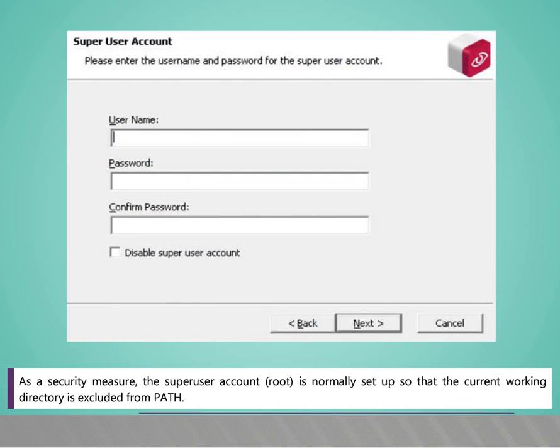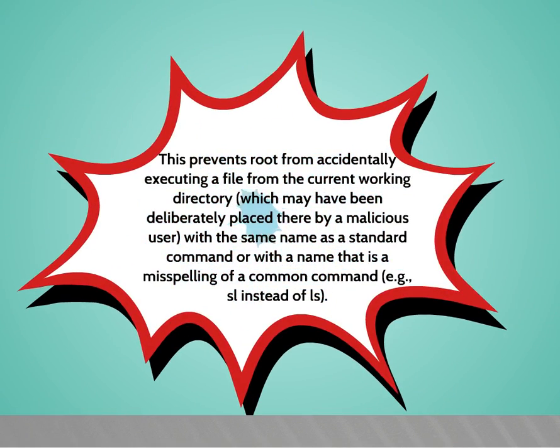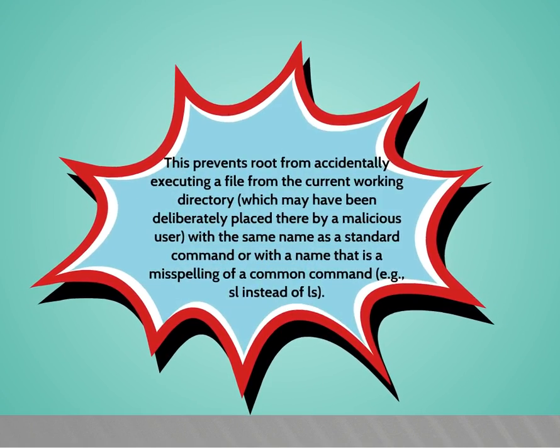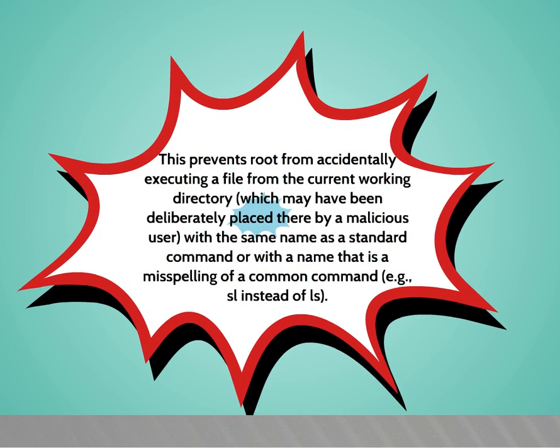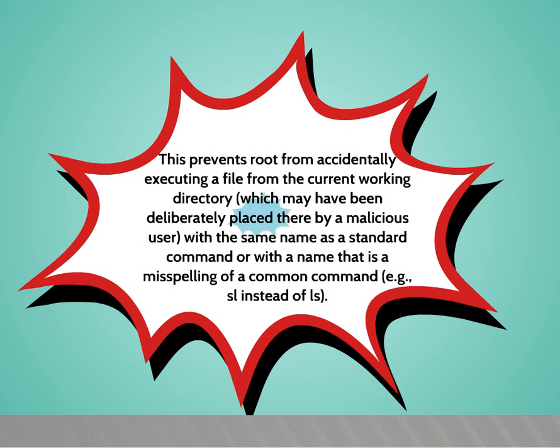As a security measure, the superuser account, that is root, is normally set up so that the current working directory is excluded from PATH. This prevents root from accidentally executing a file from the current working directory, which may have been deliberately placed there by a malicious user with the same name as a standard command or with a name that is a misspelling of a common command, for example, sl instead of ls.